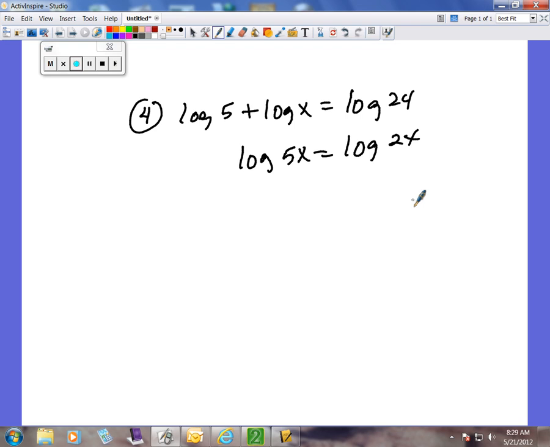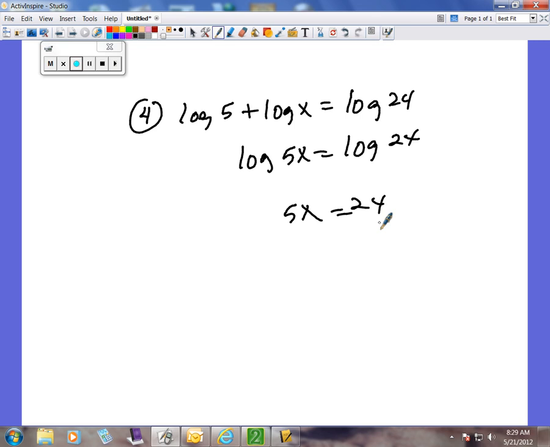All right. Since we have a single log on both sides, and they're equal to each other, then what we're taking the log of has to be equal to each other. So I can actually take 5x equals 24.